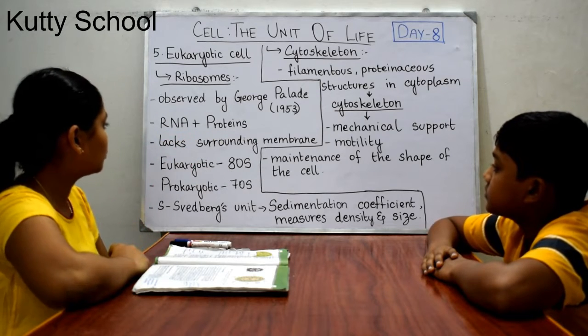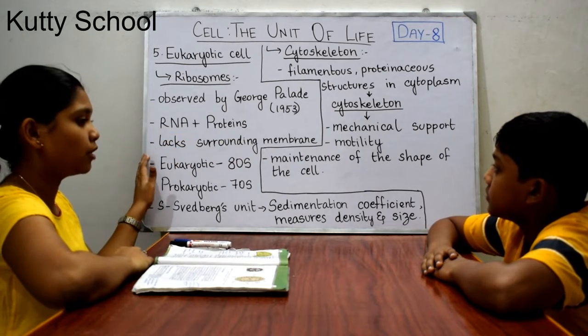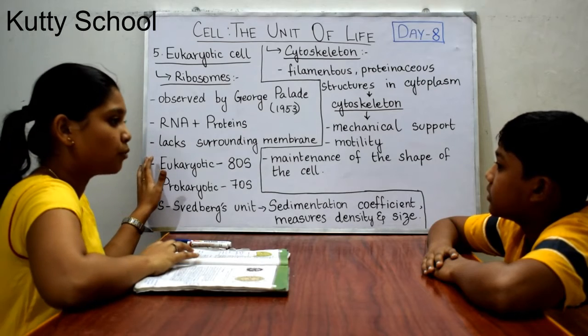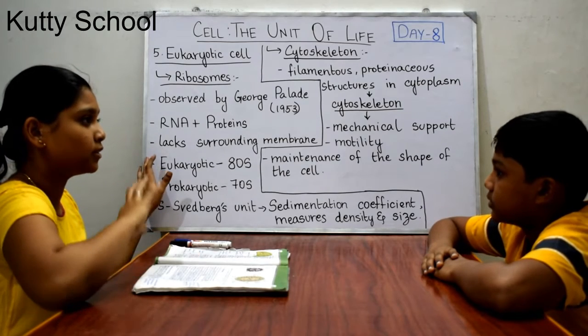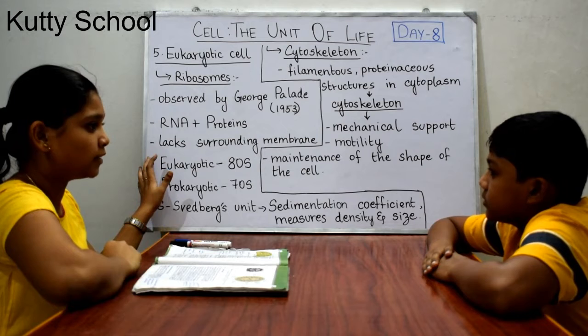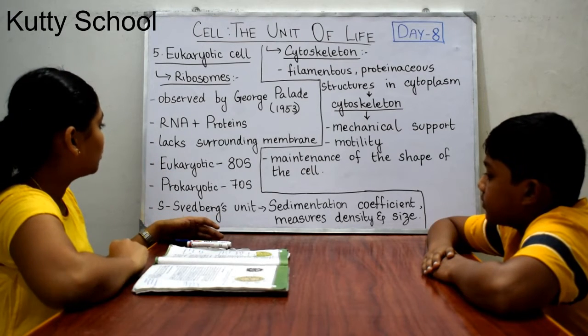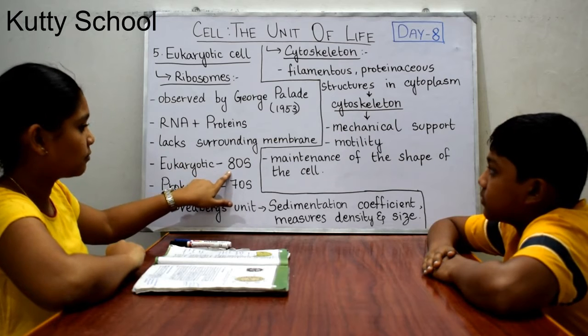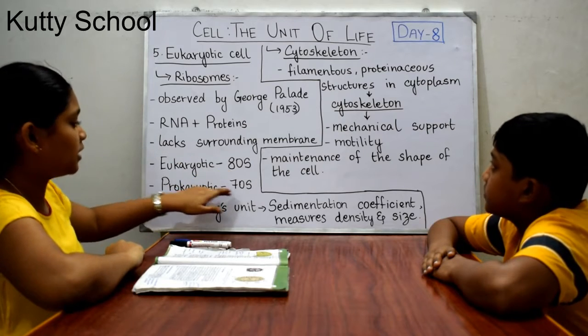These ribosomes lack a surrounding membrane. They do not have a membrane surrounding them. In eukaryotic cells, these ribosomes are 80S, and in prokaryotic cells they are 70S.